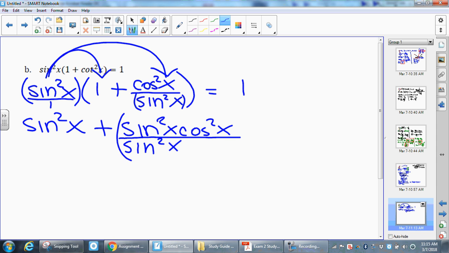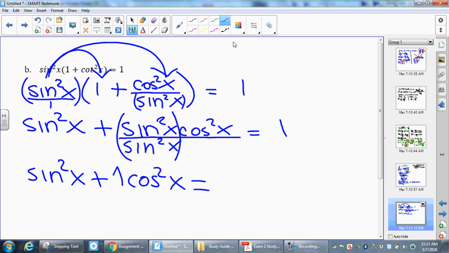Now, if we divide these 2, what does that equal? Sine squared over sine squared? It's just 1. So we just have sine squared x plus 1 times cosine squared x. And isn't it true by the Pythagorean identity that that is equal to 1? Yeah. So with these types of problems, like in this first section on verifying each identity, all we need is the Pythagorean identity. Yeah, that is very helpful. And we don't need any other formulas or anything?